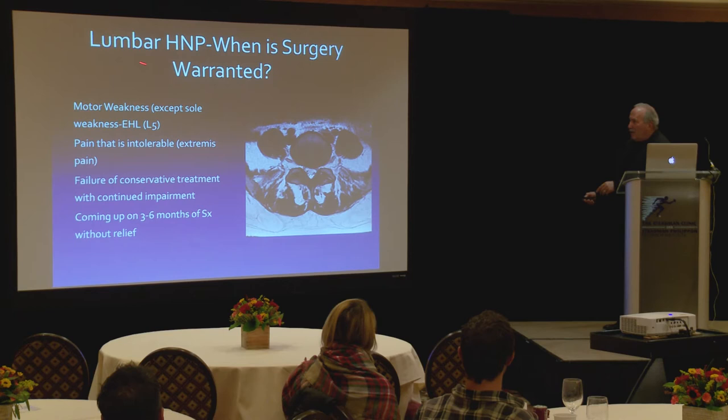So lumbar herniation, the most common topic. When is surgery warranted? Well, they have motor weakness except for the EHL. So we talked about the tibialis anterior related to L5 and the EHL, but what if they have an L4-5 herniation, their left L5 root is compressed, and all they have other than leg pain is EHL weakness? Do you need to operate on them? Well, if they're a professional karate instructor or a professional goal kicker, maybe. But other than that, you can live without your EHL.